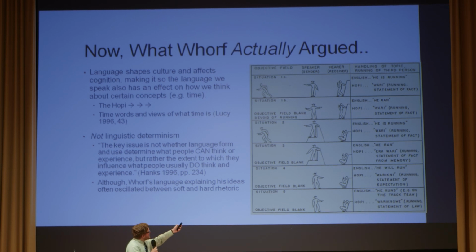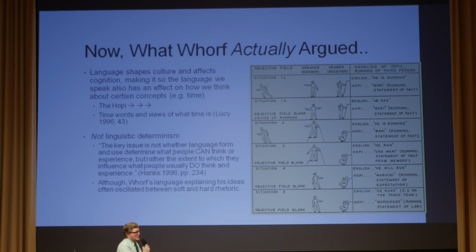The way that he looked at this is looking at the difference between verb tenses and how Hopi uses verb endings that tell you how you know the information. So, for example, in English, you would say he is running. In Hopi, you might say "wari." I'm not trained in Hopi, so excuse my pronunciation. "Wari." You would say he ran. You don't know if he's there now, but you know that he ran. You would still say "wari."